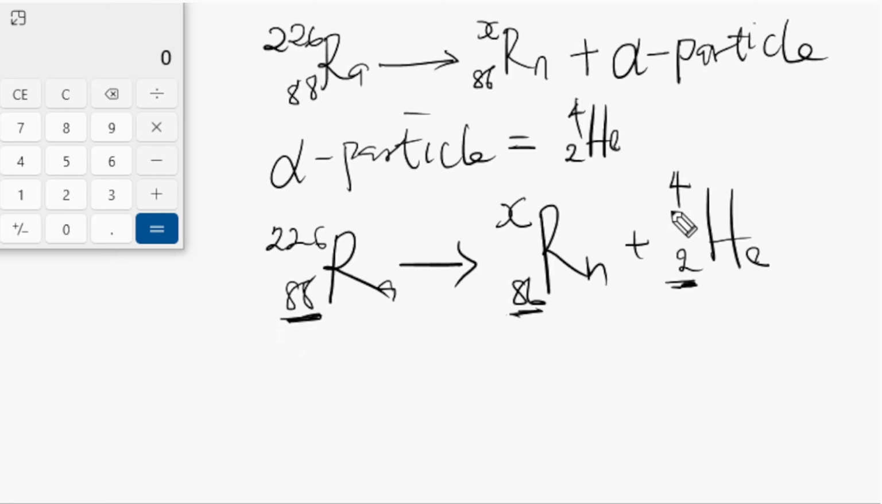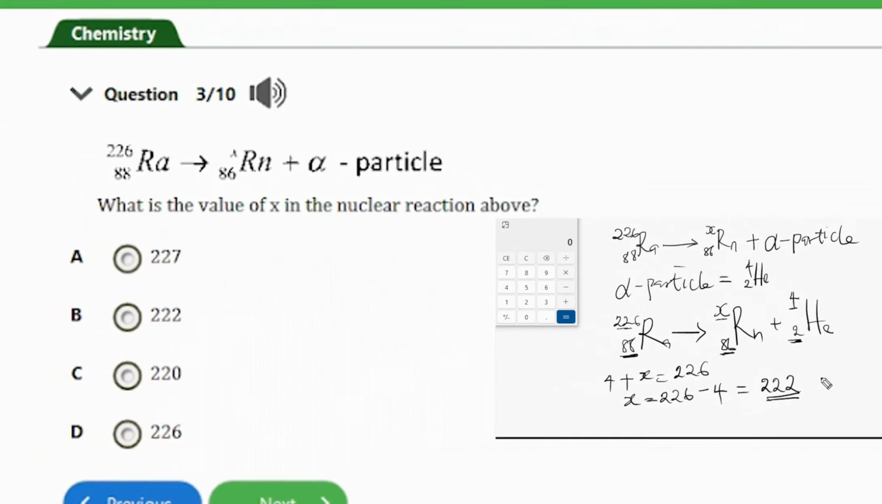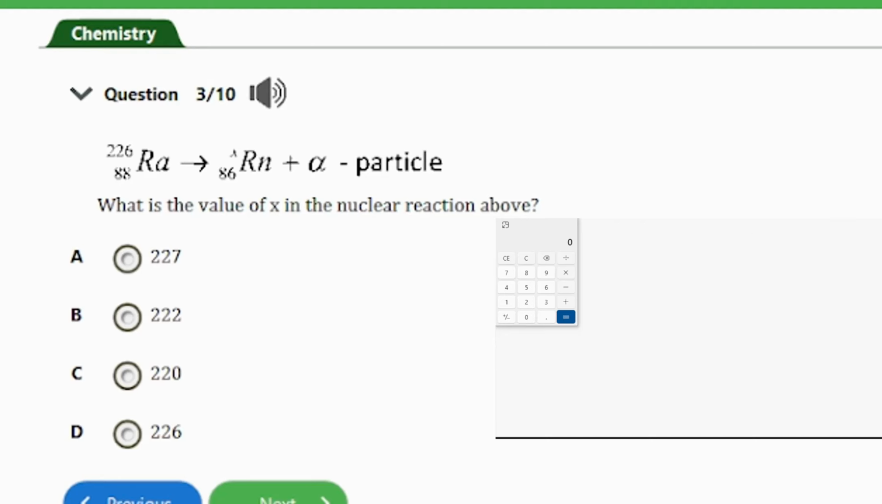But then here 4 plus what will give you 226. So let's say 4 plus x to give you 226. So in order to find x, you're going to do 226 minus 4. And guys, that's 222. So that's the answer to this question. That's option B here. So we're going to wipe this off, and then we'll consider the next question.